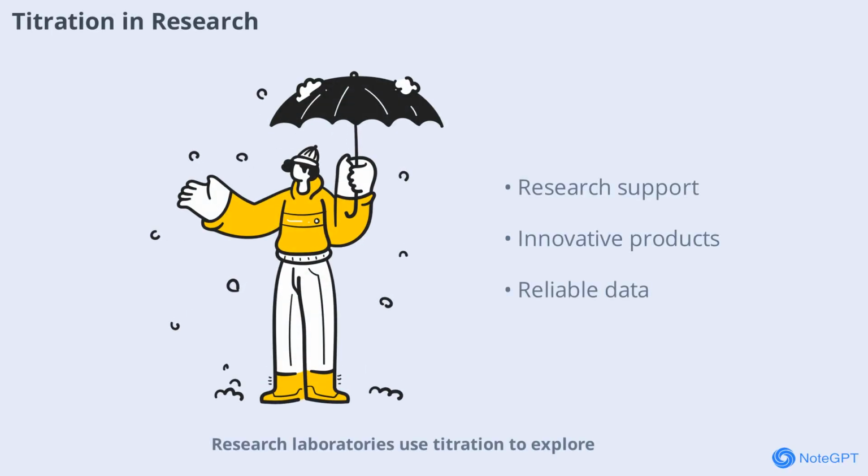Research laboratories use titration to explore new chemical reactions and develop innovative products. Whether studying environmental samples or creating new pharmaceuticals, titration provides reliable data. Its adaptability makes it suitable for a wide range of scientific investigations, supporting discoveries across disciplines.